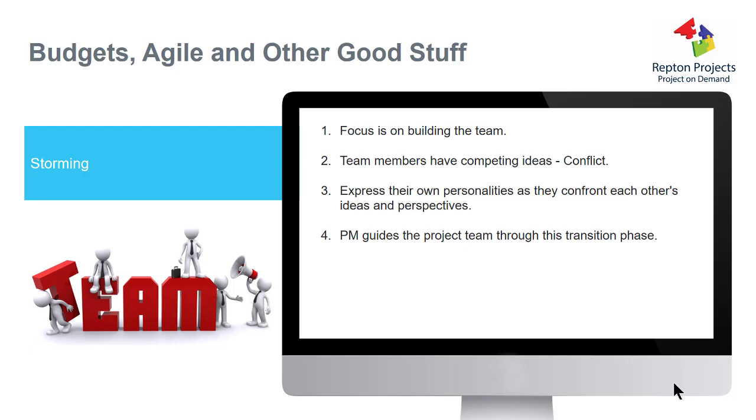The project manager has the role here of guiding that team through this transition, making sure that that conflict doesn't get out of hand, making sure that it's manageable. So if we're going off subject because two people are raging about a particular issue that in fact the rest of them aren't necessarily interested in, the project manager needs to step in and bring that conversation back to the project.